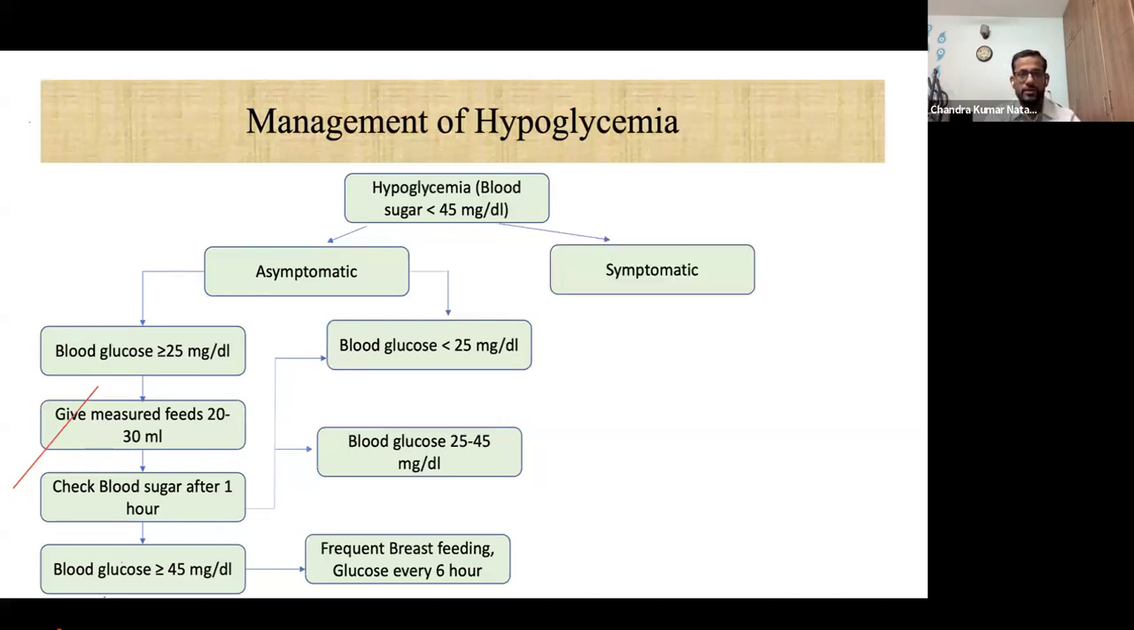If the next value is between 25 and 45, or the value can be below 25 also, what would be the treatment, we will see after looking at what we will do for a symptomatic baby.